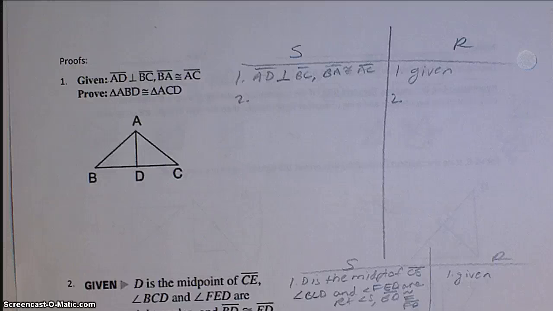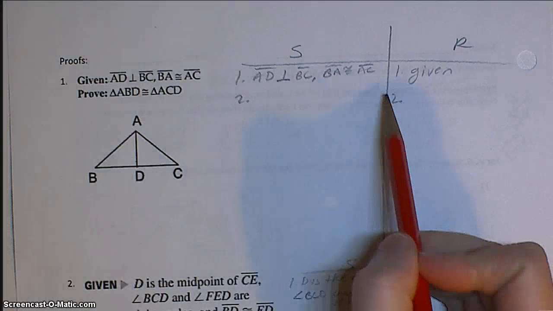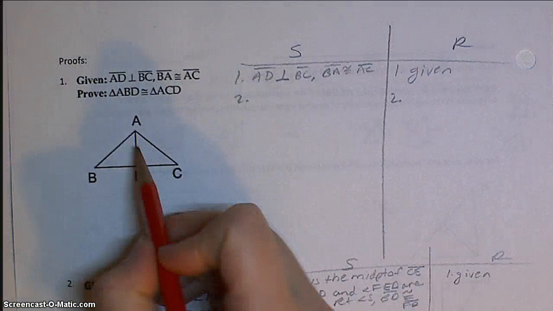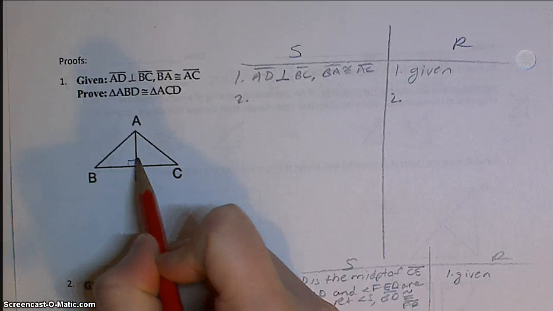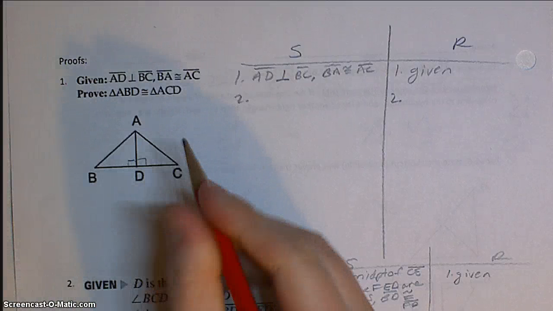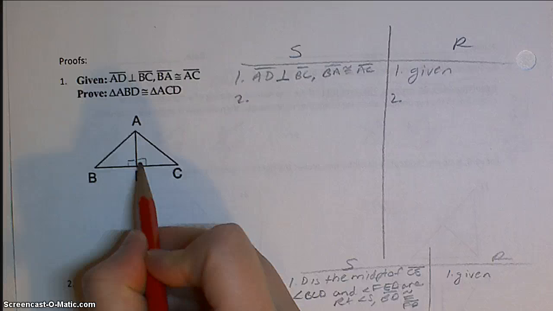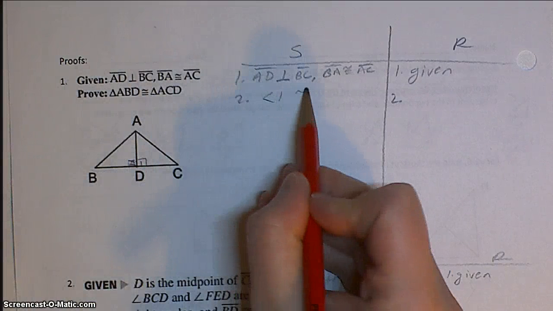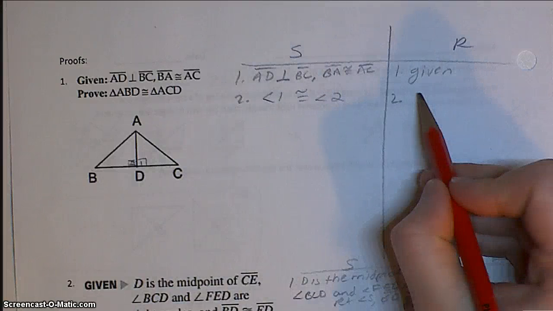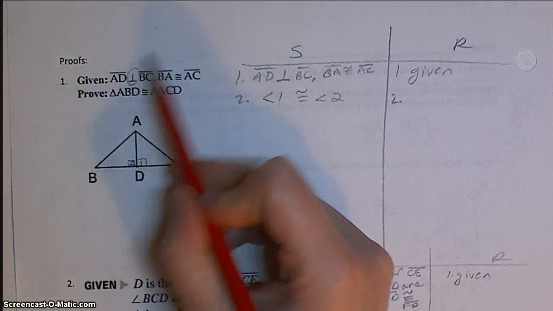Okay, on to the proofs. When are we actually going to use HL? So proof number 1, put out your given and then start marking up your picture. So AD is perpendicular to BC. That tells me that both these angles are right angles, which means that they must be congruent. So I'm going to name them 1 and 2. Angle 1 is congruent to angle 2 because we've got perpendicular lines.